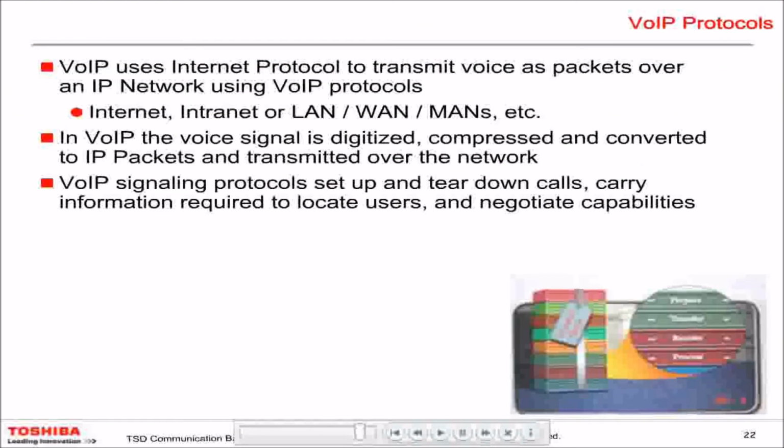Voice over IP uses the Internet Protocol to transmit voice as packets over an IP network using our VoIP protocols. Voice communications can be achieved on any IP network regardless of whether it's the Internet, intranet, LANs, WANs, etc. In a voice over IP-enabled network, the voice signal is digitized, compressed, and converted to IP packets and then transmitted over the network. VoIP signaling protocols are used to set up and tear down calls, carry information required to locate users, and negotiate capabilities.